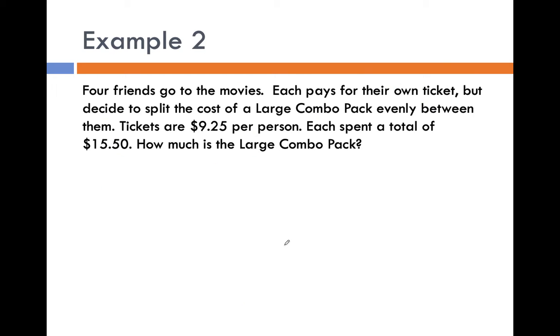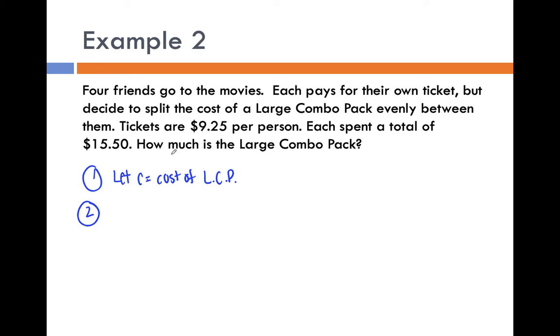Let's try another example. 4 friends go to the movies, each pays for their own ticket, but decide to split the cost of a large combo pack evenly between them. Tickets are $9.25 per person. Each spent a total of $15.50. How much is the large combo pack? So the first thing we need to do is write a let statement for the cost of the large combo pack. And I'm just going to abbreviate large combo pack.